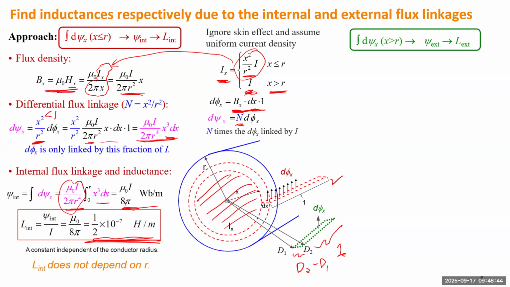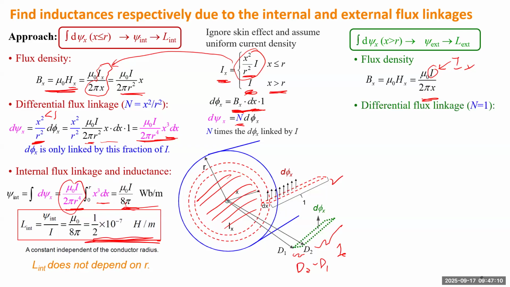It does not depend on the size of the conductor. All right, for the external, we start from the flux density. It's still the same formula, but here this I has become the complete I, because we go outside of the conductor. So the total current will be I, no matter how far away from the conductor. Does everyone follow? Okay, not many.